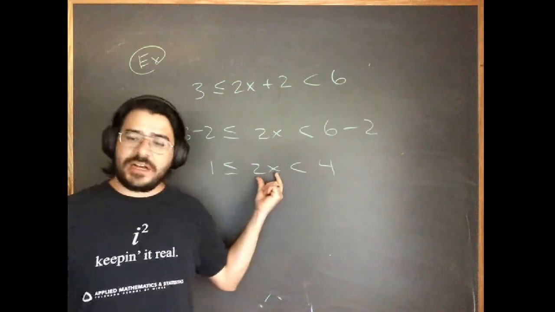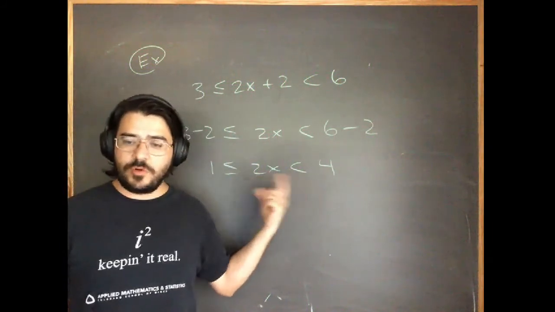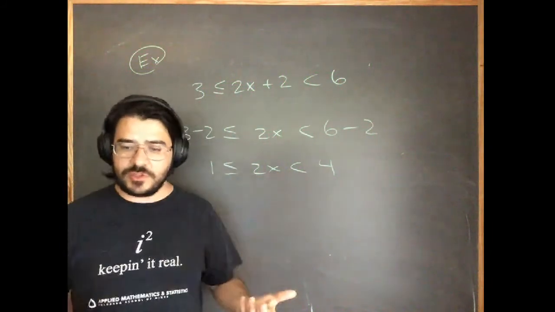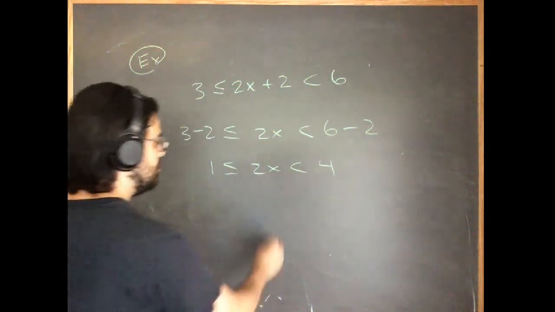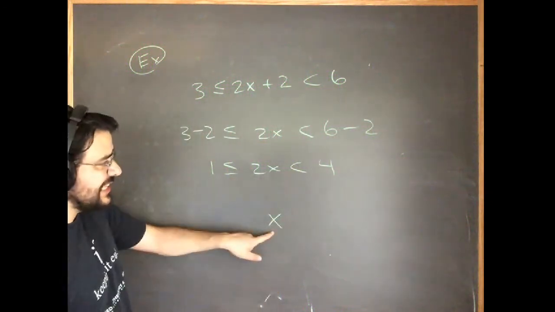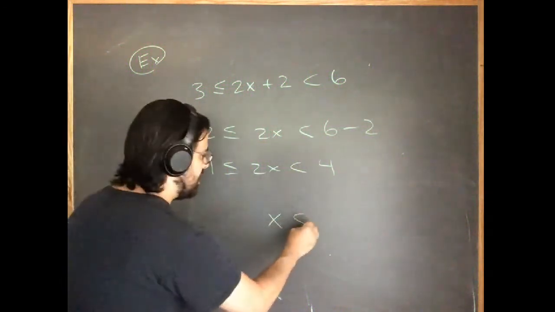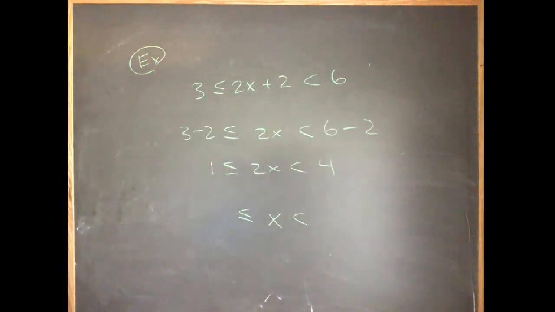And it's nice that it's a positive number because we don't have to mess with the inequalities. If it was negative, we'd have to flip things around. But here we're going to divide by 2. And if I divide by 2, I just isolate the x on its own. We don't have to change the order of our inequalities, so those stay the same.